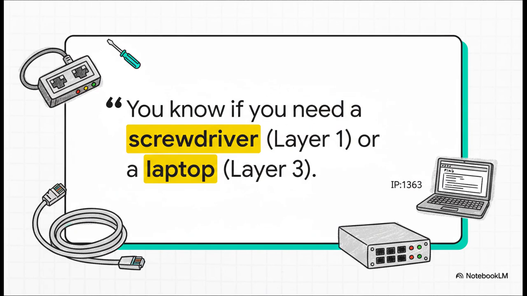And this right here is the whole point. This is why the OSI model is so great. It's a practical guide that tells you which tool to grab from your bag. If that link light is off, you don't need to waste time opening your laptop. You need a cable tester and a screwdriver. If the link light is on, but you can't ping the device, you don't need the screwdriver. You need to get on your laptop and check those IP settings.